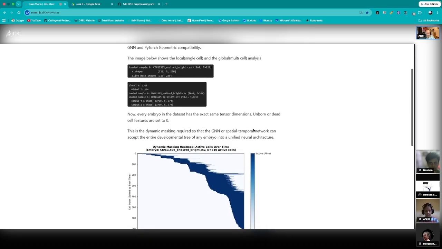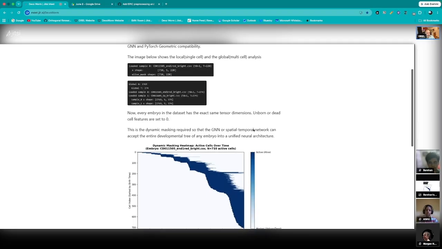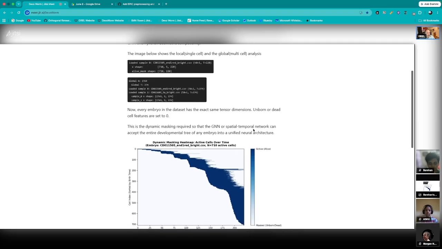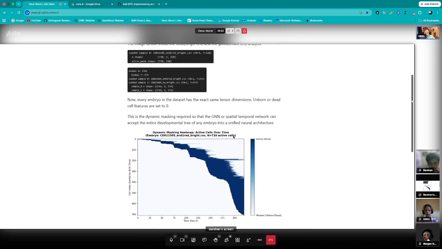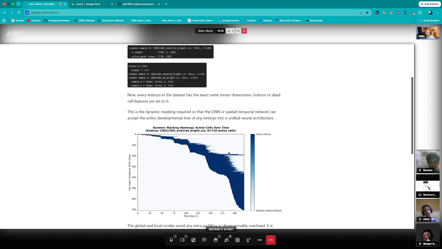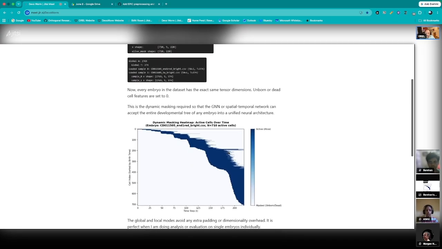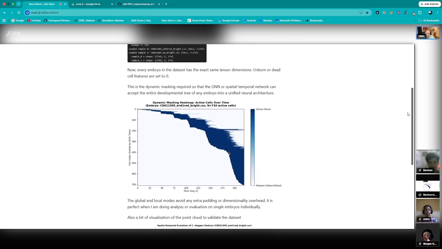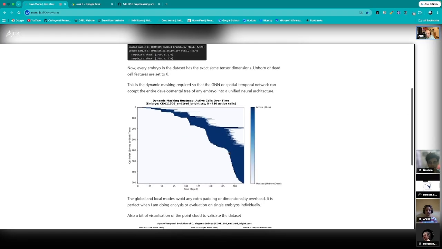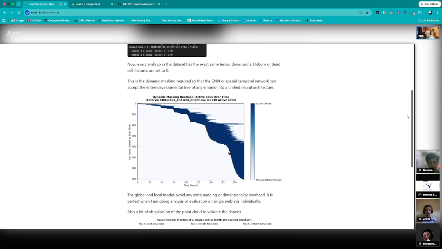We talked about this on Friday with the idealization of the lineage tree, where when it was drawn out, it was like, okay, here's what this cell becomes. But in the EPIC dataset, they're tracking cells in real time, so you get these intermediate states that don't align. This is the dynamic masking required so that the graph neural network or spatial temporal network can accept the entire developmental tree of any embryo. So this is the graph you showed on Friday, the dynamic masking heat map with the active cells over time. Okay. So the local and global modes avoid any extra padding or dimensionality overhead.